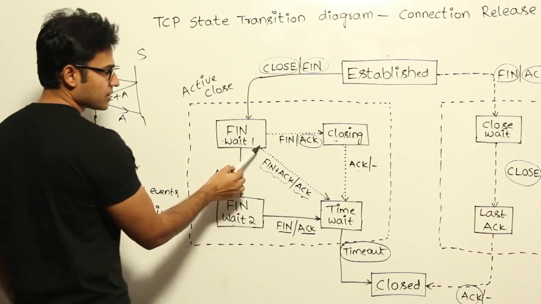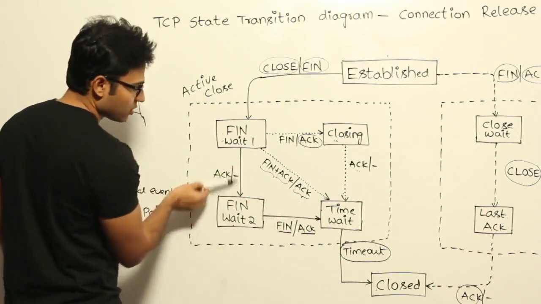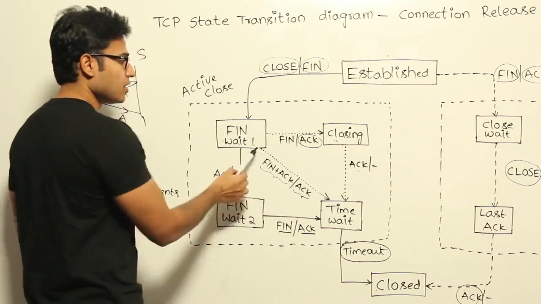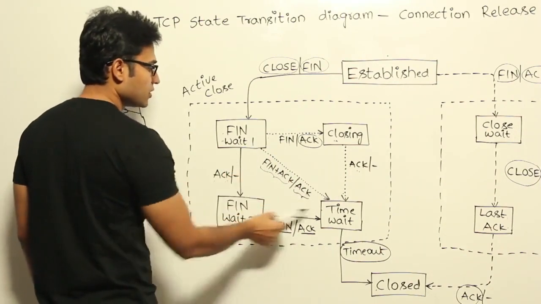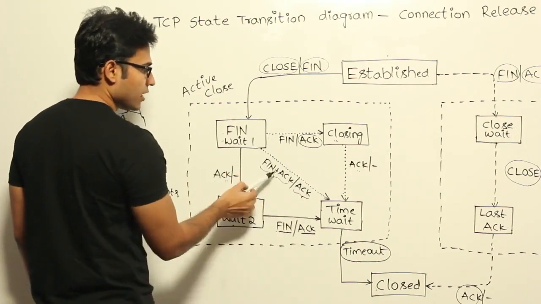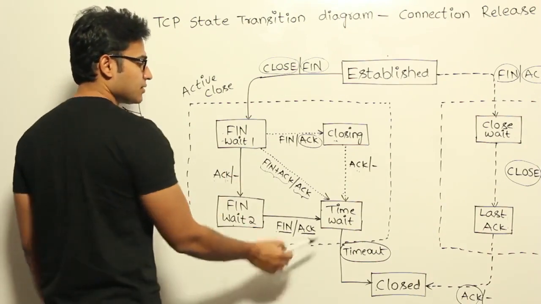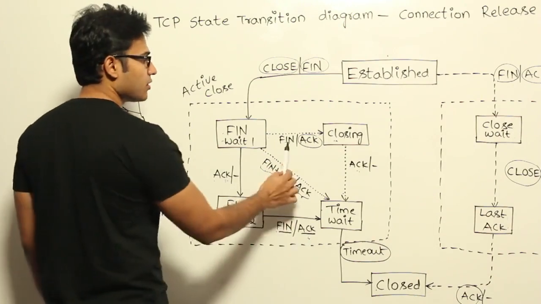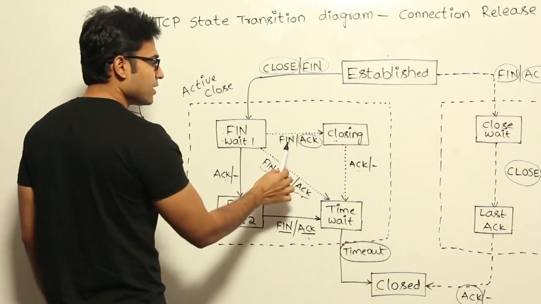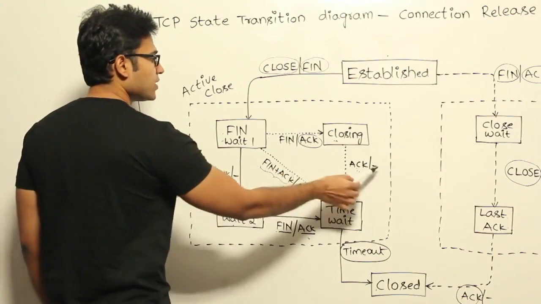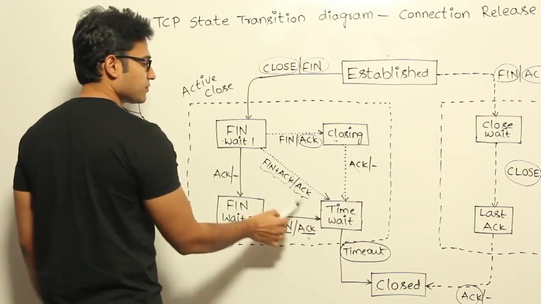Now if you observe, this dotted line is nothing but the union of these two. This dotted line is nothing but the union of these two. So acknowledgement plus FIN happening together, and as a result, the action is sending the acknowledgement. That is, FIN plus acknowledgement both are happening together, and as a result we are sending the acknowledgement. Got it?